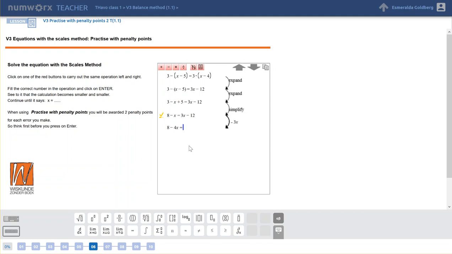On the right-hand side, I have removed 3x, so all I have left is the minus 12. Now I want to get rid of the regular numbers on the left-hand side. So getting rid of 8 means doing minus 8. That means on the left-hand side, all we have left is minus 4x. And on the right-hand side, we have to do minus 12 minus 8, which is the same as minus 20.